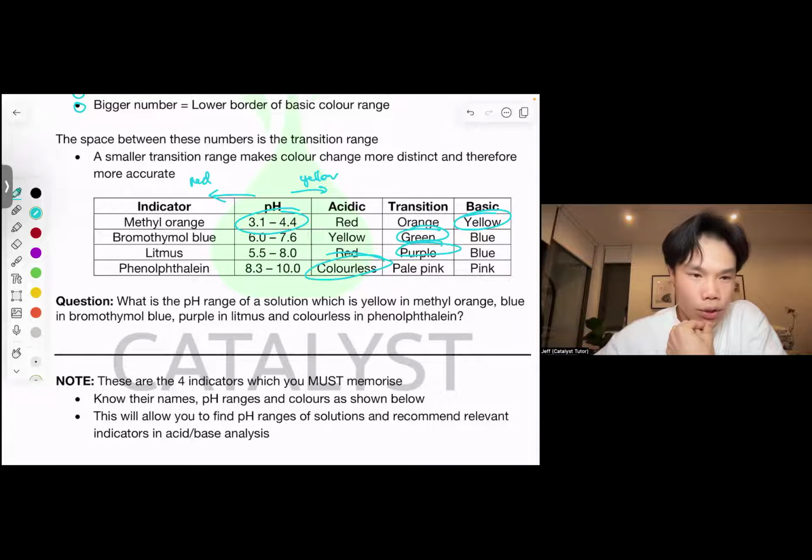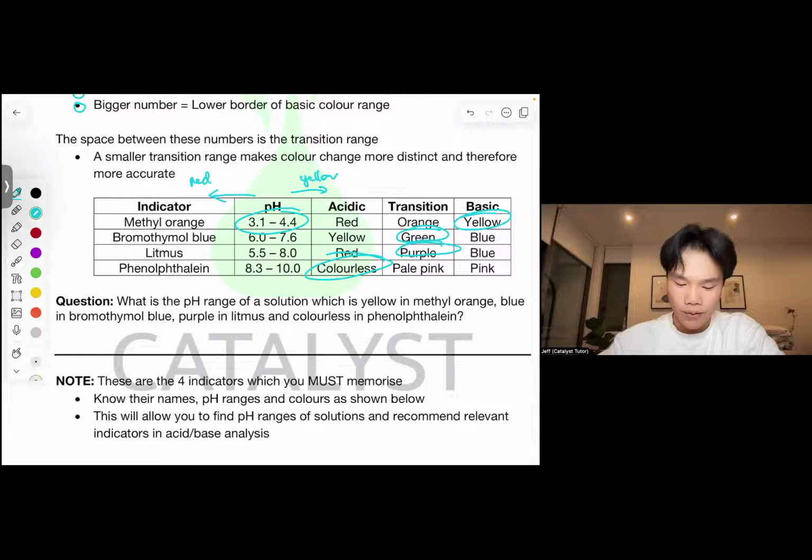What's the pH of the solution? We've got 4.4 to 8.3. Can we narrow it down more? 6 to 7.6, 6 to 8. Can we narrow it down more? 7 to 7.5. That's getting closer.